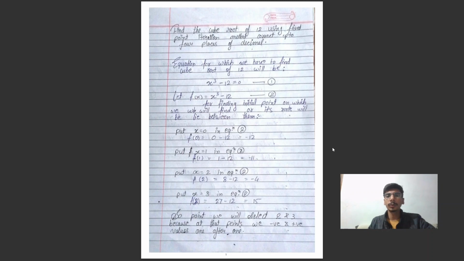cube root of 12. So for finding the cube root of 12, first we have to make an equation. So we have made this equation x cube minus 12 is equals to 0 and named it the first equation. Let f(x) is equals to x cube minus 12 and name this the second equation.